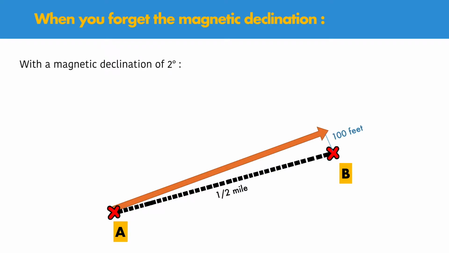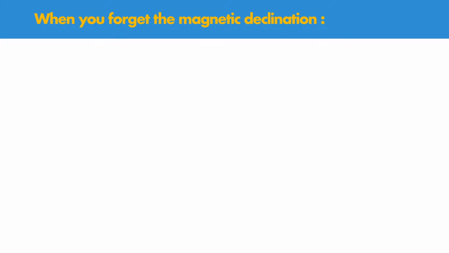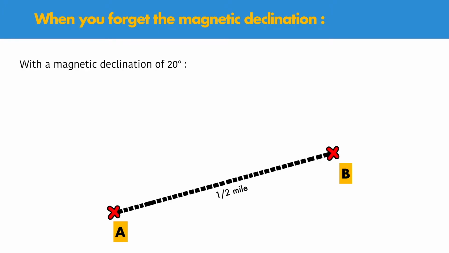This is not a big deal because easy-to-see landmarks like a river or mountains can be seen from 100 feet. But if you forget a magnetic declination of 20 degrees, you will arrive 1000 feet away from your destination. And this is a very important difference, and most of the time you will be lost.